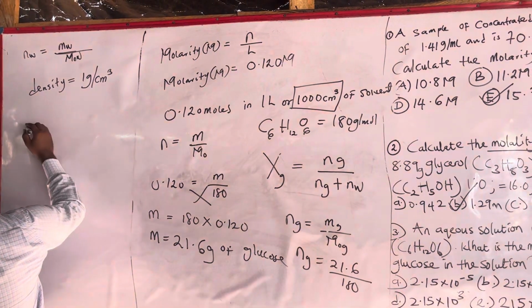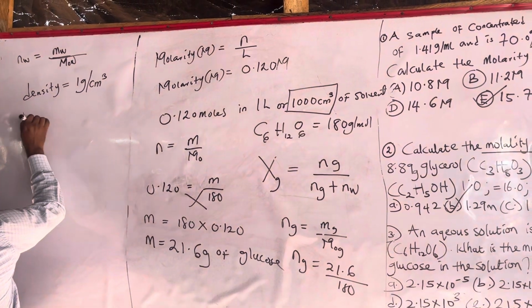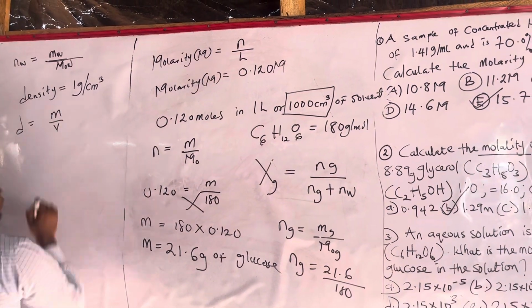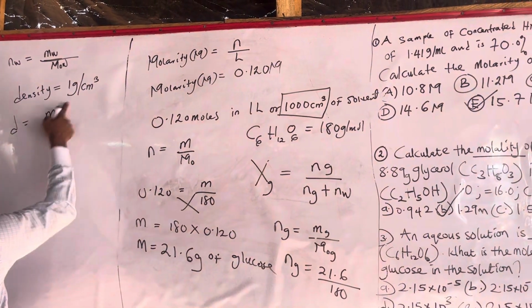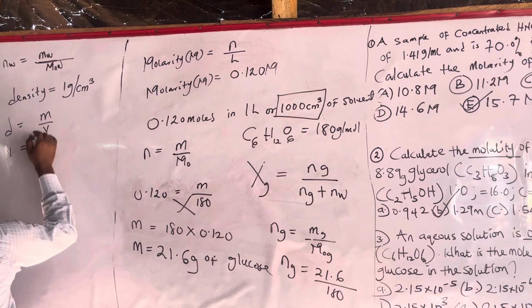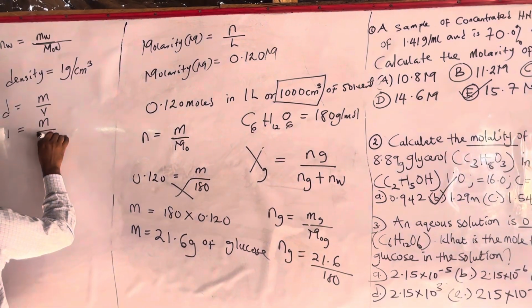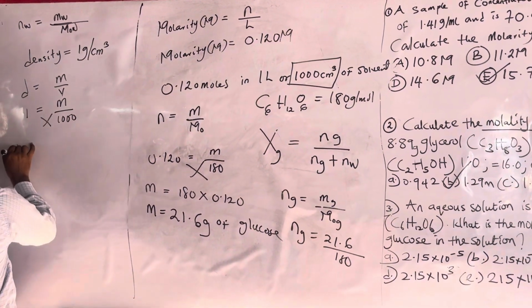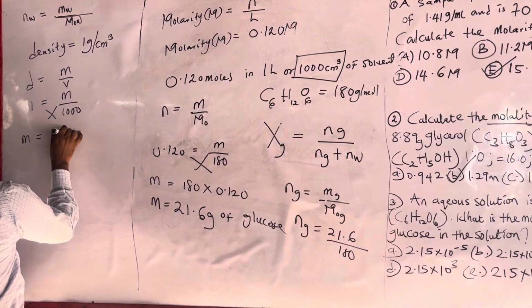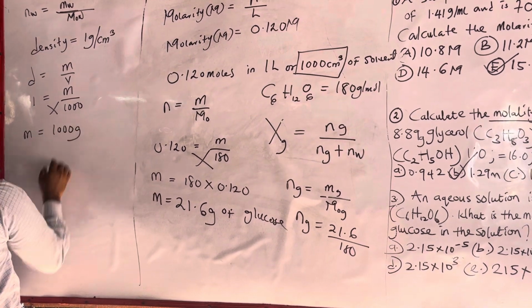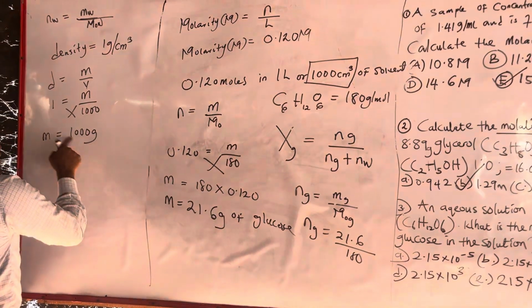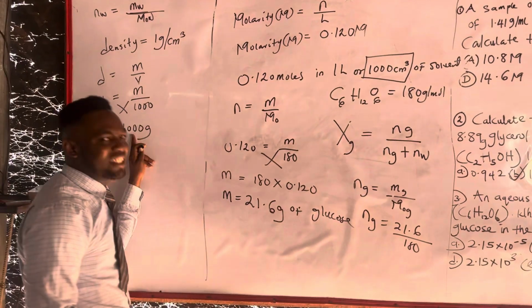So doing that now, we say that density equals mass over volume, right? So density is 1, equals mass, which we don't know, over the volume, which is 1000. Cross multiply. Mass will be equal to 1000 grams. So this is 1000 grams of water. This is the mass of water.